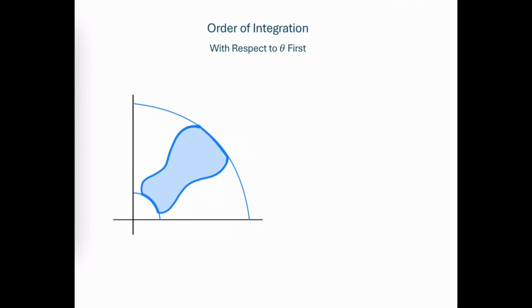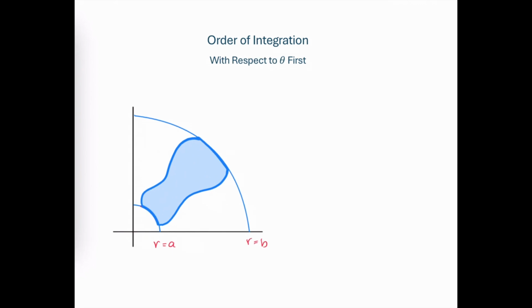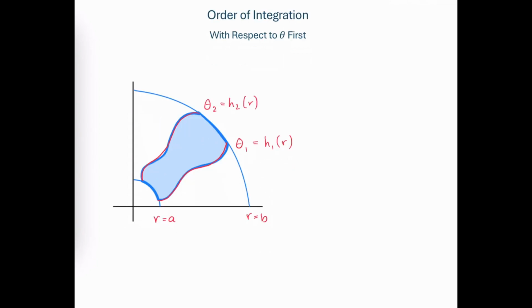Let's consider a region that looks like this. This time we have an r value that's a constant quantity giving us this lower boundary. Let's say r is equal to a, and r is equal to another constant value, b, giving us this upper boundary. And here our side walls are changing quantities. So let's call this lower changing side wall theta 1, that is a function of r, and this upper one, theta 2, also a function of r. When we have a region that looks like this, we're going to need to integrate with respect to theta first.